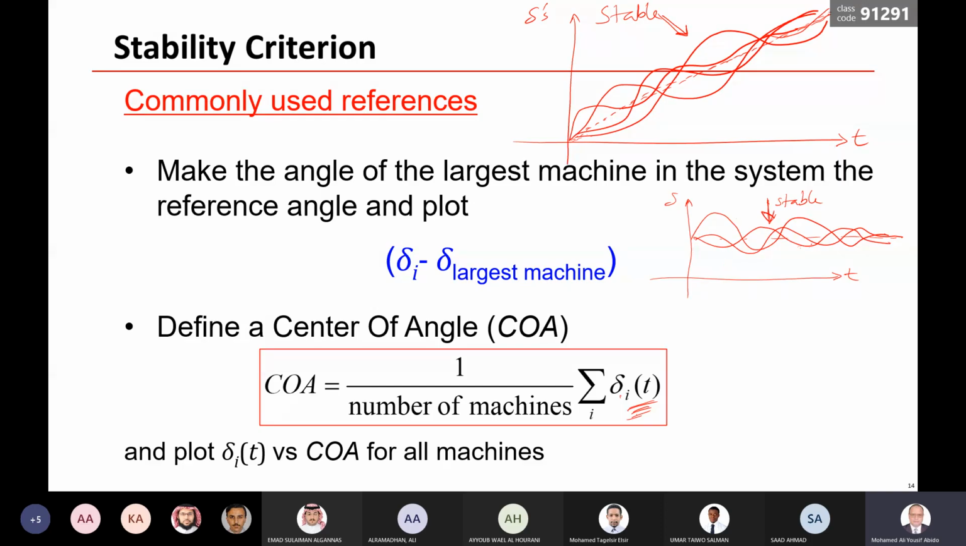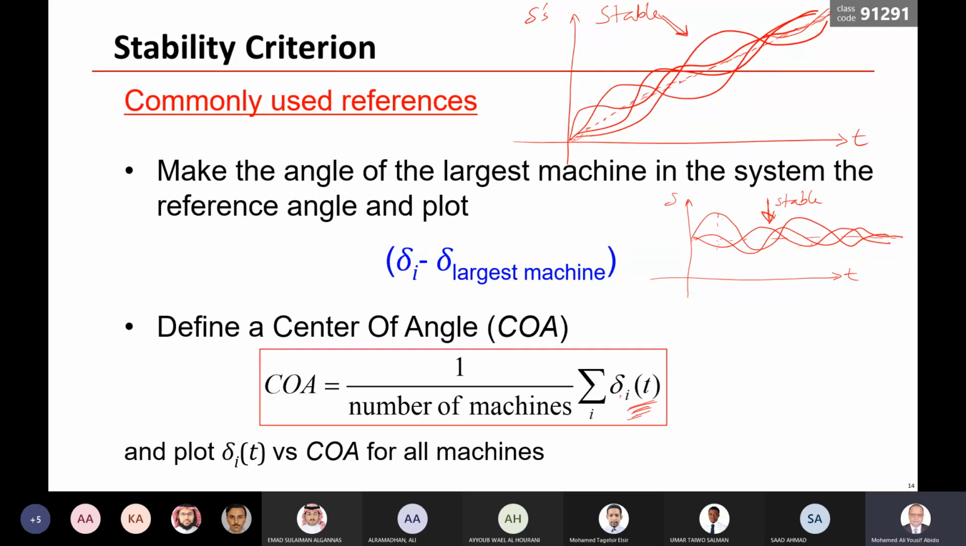And the oscillation, the overshoot. If this is the overshoot deviation of the angle, this deviation is decreasing with time. So the system is stable. This system also is stable.